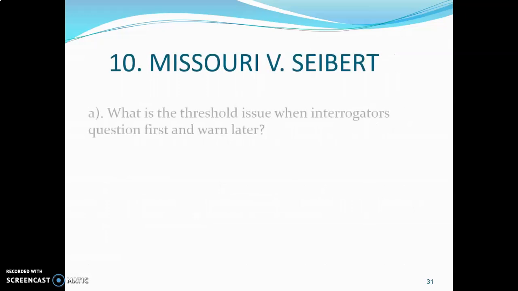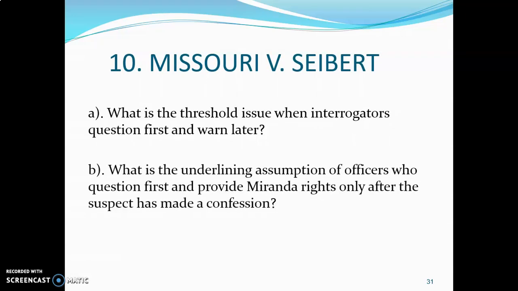All right. In Missouri versus Seibert, however you pronounce it, you have a suspect and her sons who conspired to burn down their home to conceal the circumstances of a death inside the home. One of the children dies, and so they decide to burn down the house. And in doing so, another child is killed.